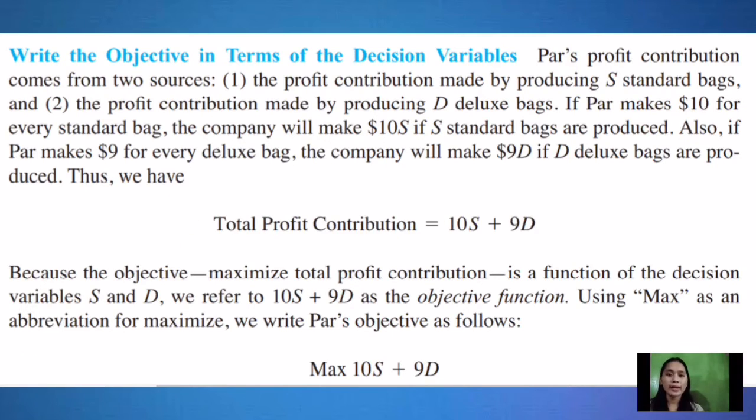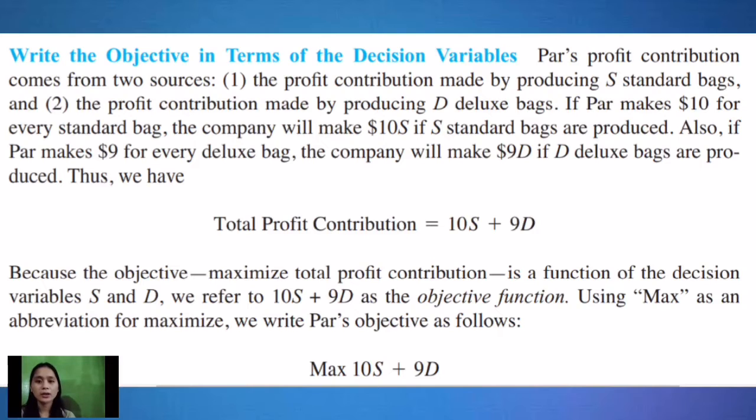We refer to the 10S and 9D as the objective function, since the goal, to maximize the profit contribution, is a function of the decision variables S and D. We can write PAR's goal as follows, using max as an abbreviation for maximize.